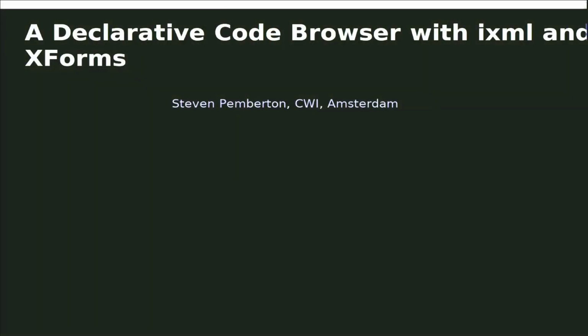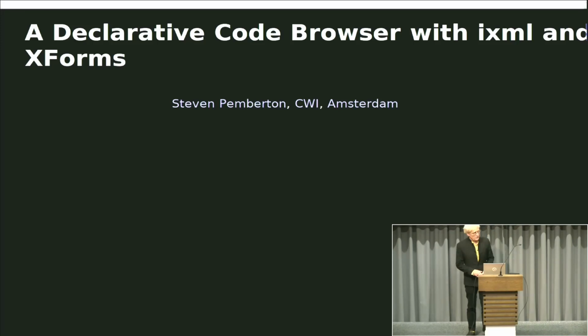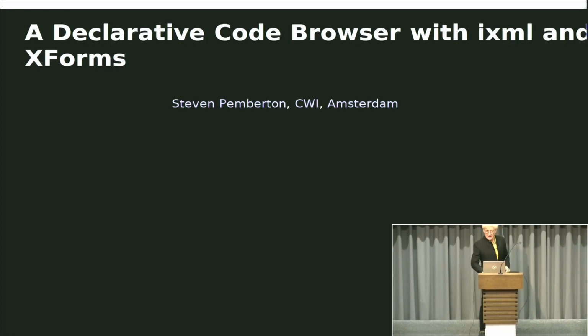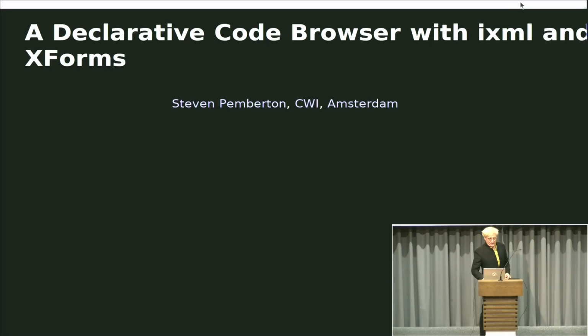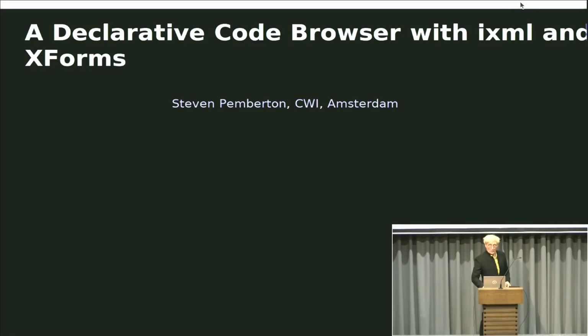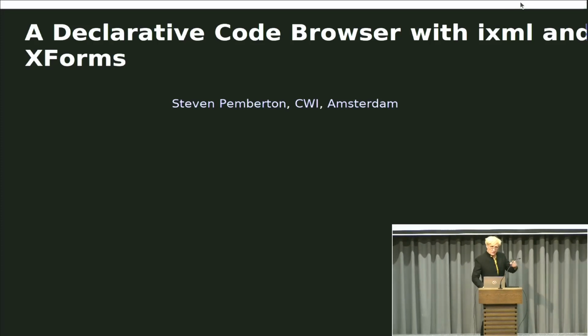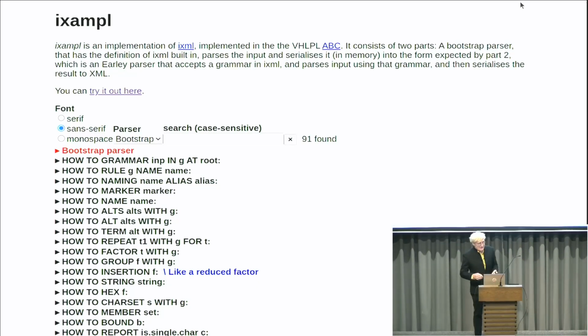So I'm going to be talking about the development of a declarative code browser with ixml and XForms and a little bit of CSS. I'll show you the code browser first and then talk about it so you know what I'm talking about. And then I'll show you it again at the end where you can put it all back together again. So this is the code browser.